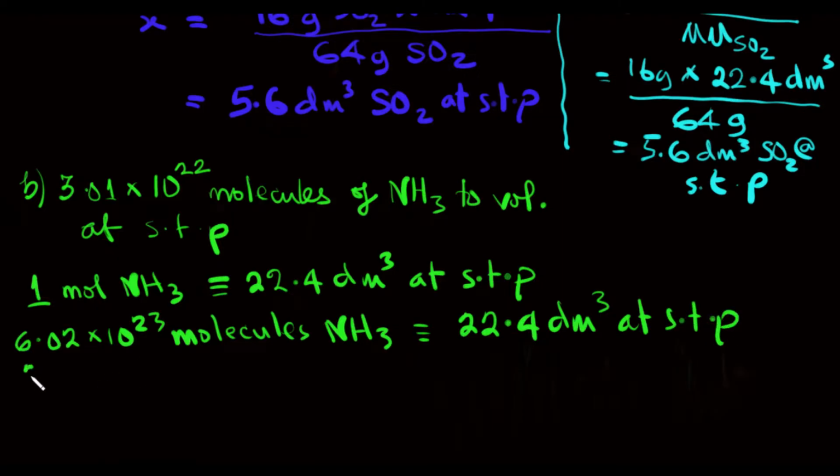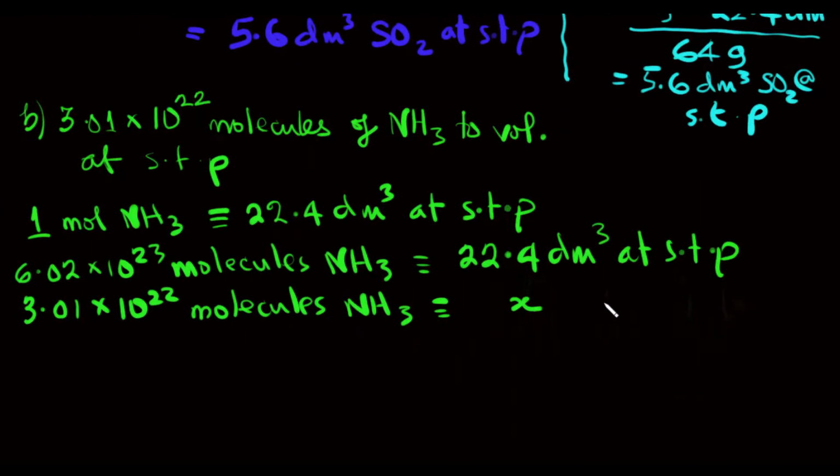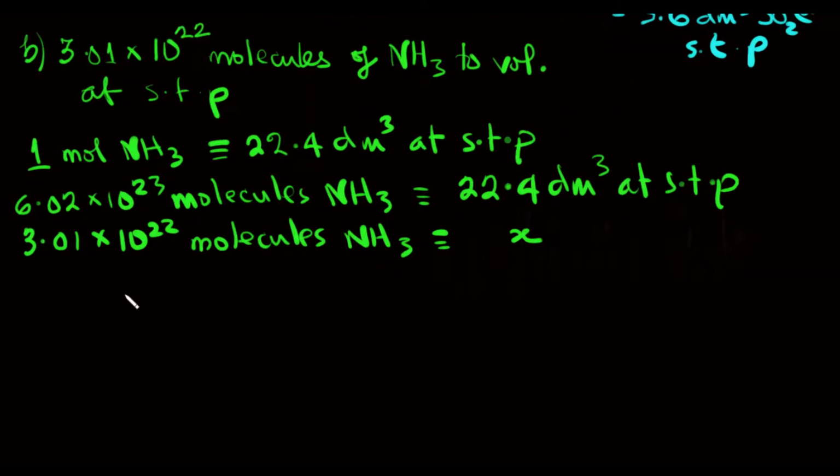Therefore, 3.01 times 10 raised to power 22 molecules of ammonia gas will be present in what volume of ammonia at STP. So we solve for X.